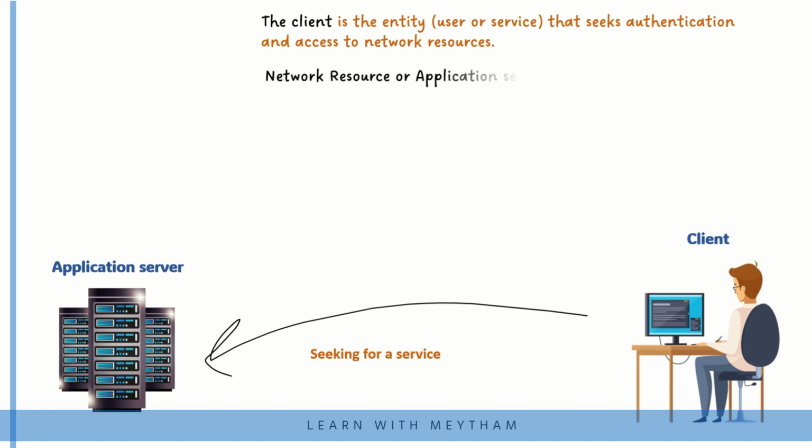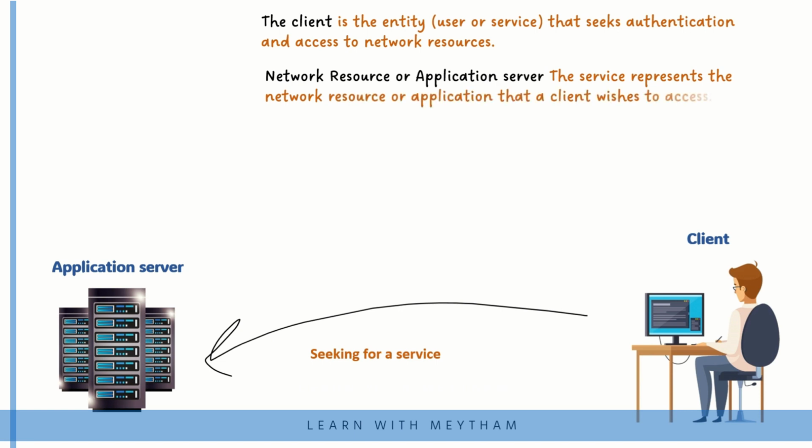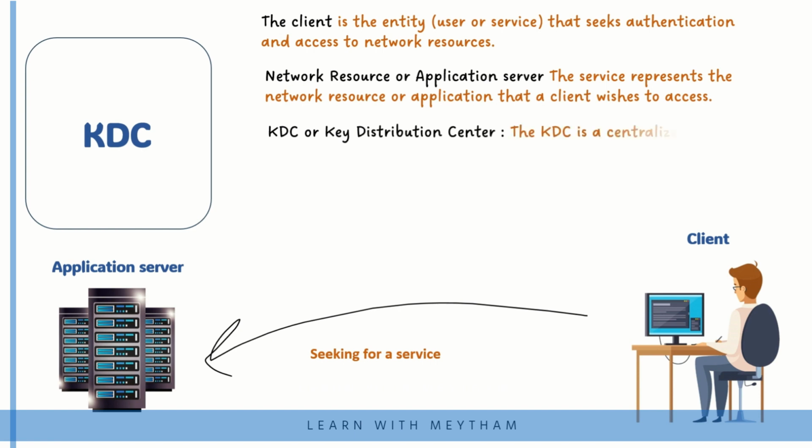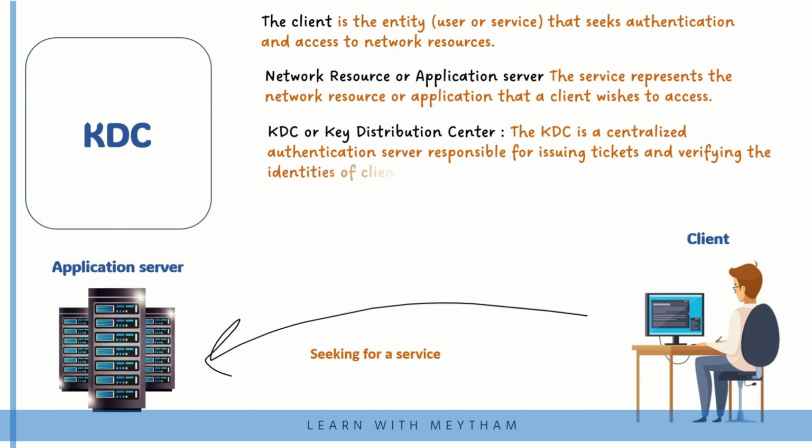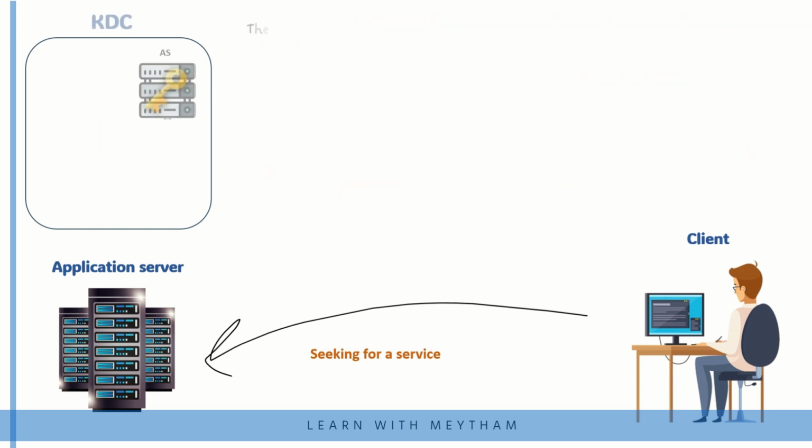The second component is the network resource or application server. The service represents the network resource or application that a client wishes to access. And finally, the KDC, or Key Distribution Center. The KDC is a centralized authentication server responsible for issuing tickets and verifying the identities of clients and services, and typically comprises three main components.